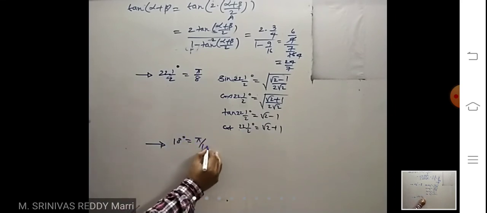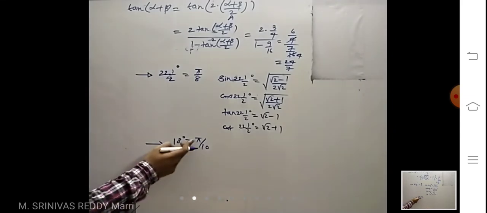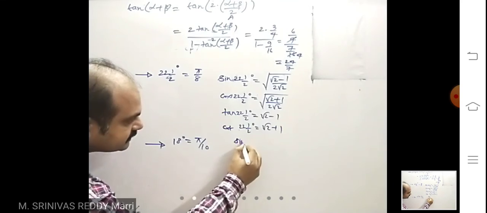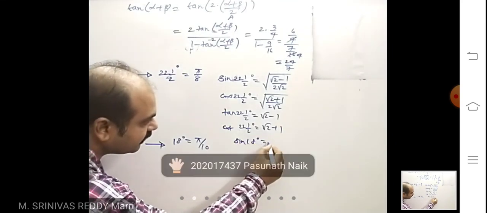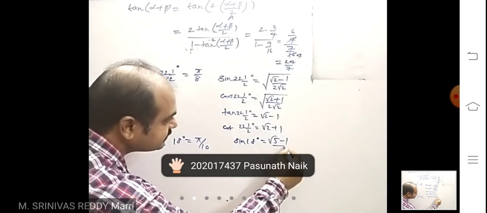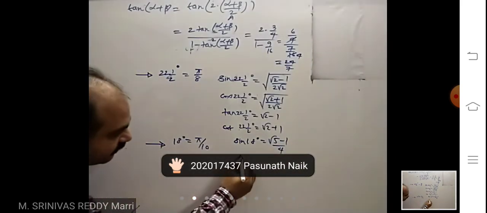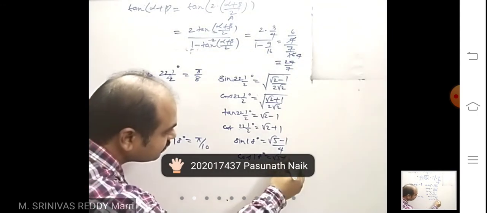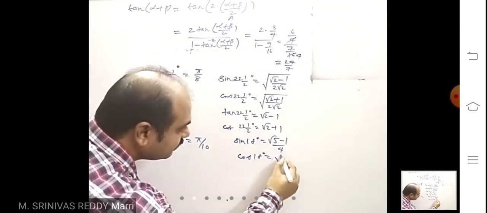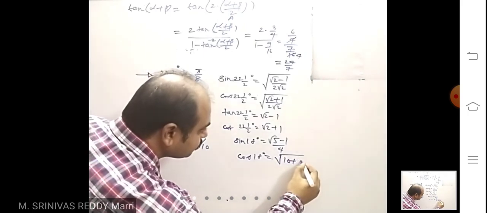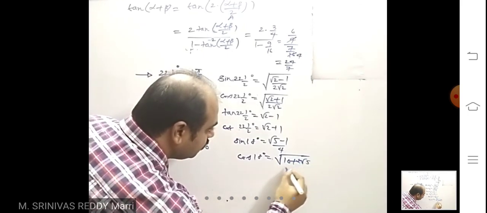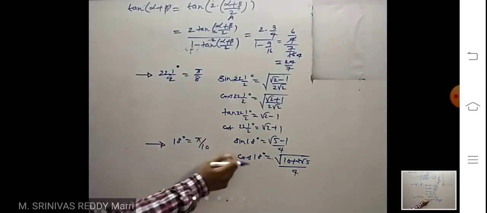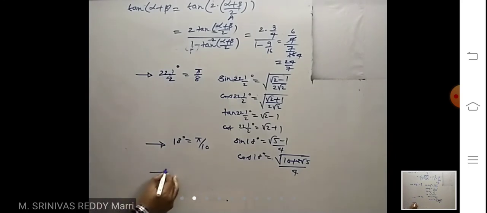18 degree is pi by 10. 18 degree means 180 by 10. This is also pi by 10. In this, two values you have to remember. Sine 18 degree is root 5 minus 1 by 4, and cos 18 degree is root of 10 plus 2 root 5 divided by 4. These two values you have to remember for 18 degree.